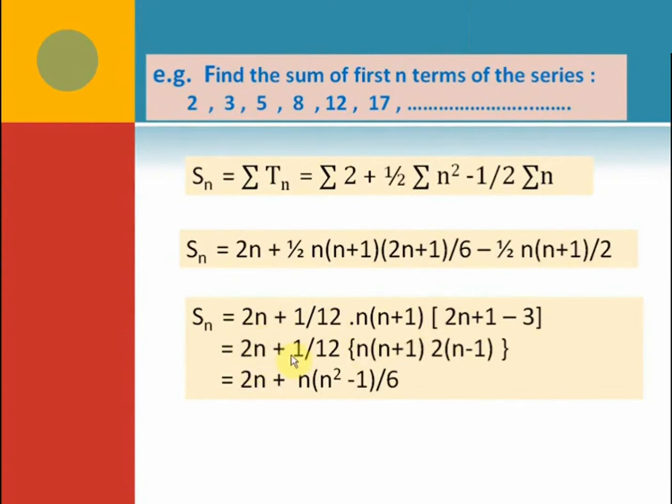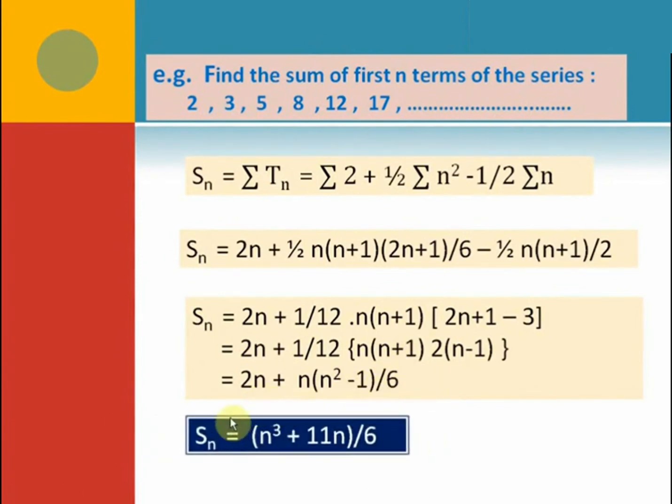This further becomes 2n plus 1 by 12 into n into n plus 1 into 2 times n minus 1. Now n plus 1 and n minus 1 become n square minus 1. This 2 gets cancelled with 1 by 12, and so Sn would be equal to 2n plus n into n square minus 1 whole divided by 6. This further becomes Sn equal to n cube plus 11n whole divided by 6. Thus the value of the sum of the first n terms of this series is equal to Sn, which is equal to n cube plus 11n whole divided by 6.